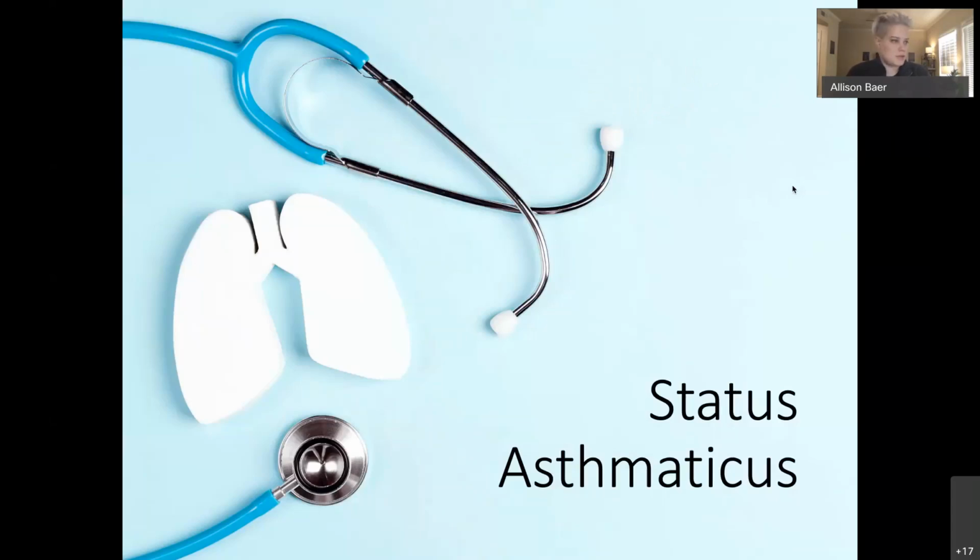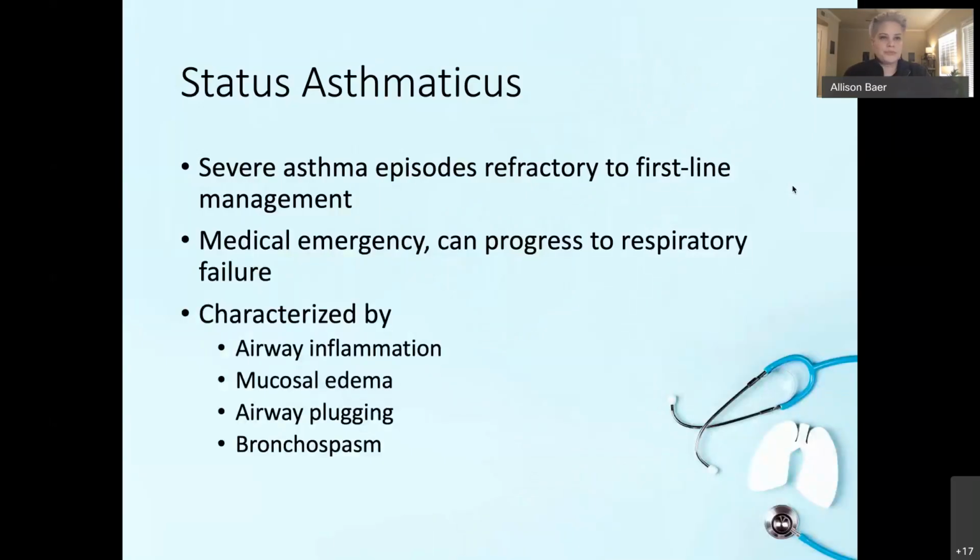Status asthmaticus. We do see a lot of these kids come in, at least to the PICU. This is a severe asthma episode that's refractory to first-line management. This is the kid that starts going into an asthma episode. They're not responding to their normal inhalers and have to come in emergently to the ER. So this is a medical emergency, and it can progress rapidly to respiratory failure if you don't intervene.